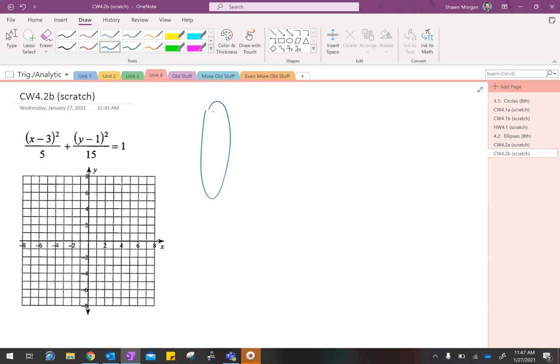The major axis will be going up that far, and the way that I'm going to figure out how far up and down to go is, remember, I'm going to take the square root of that number. Now if you think about it, the square root of 15 is really close to the square root of 16. Okay, so it's just going to be a little bit less than 4. Just bearing that in mind.